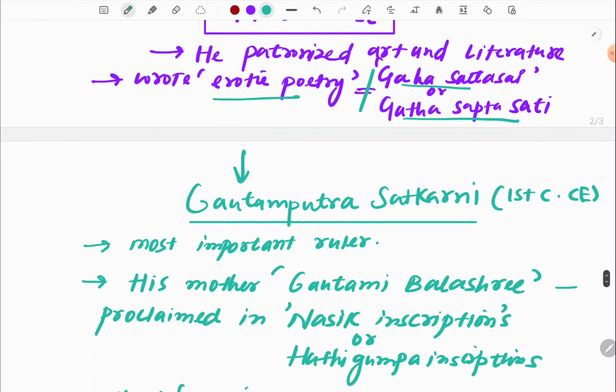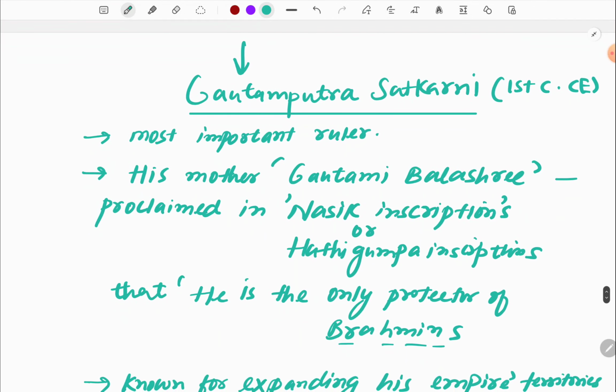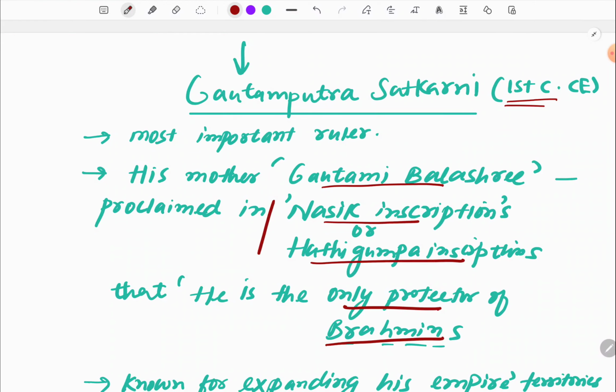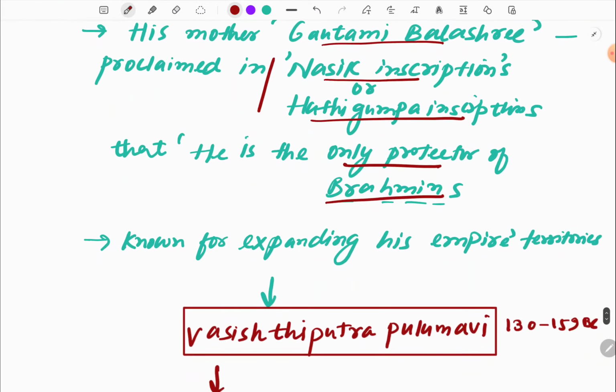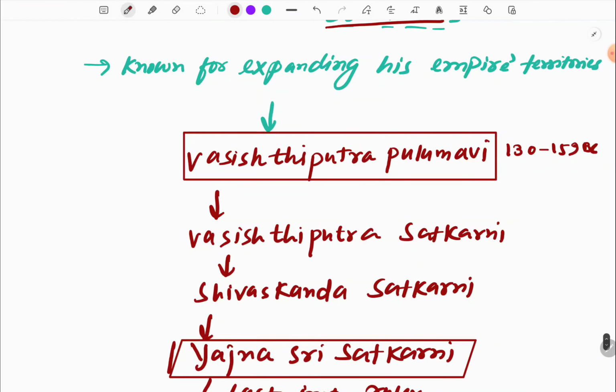After Hala, Gotama Putra Satkarni, who is considered to be the most important king of the Satvana dynasty, came to power. He ruled from the first century CE. He was the son of Gotami Balashiri. In an inscription, the Nasik inscription, also called the Hathi Gumpa inscription, his mother mentioned that he was the only protector of Brahmins. He is known for expanding his territories and empire to a large extent.